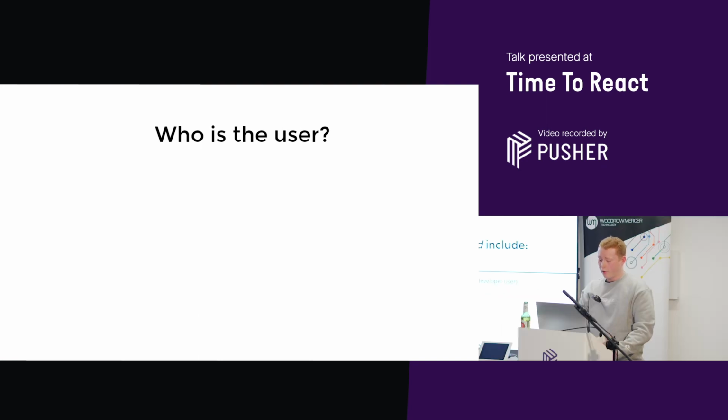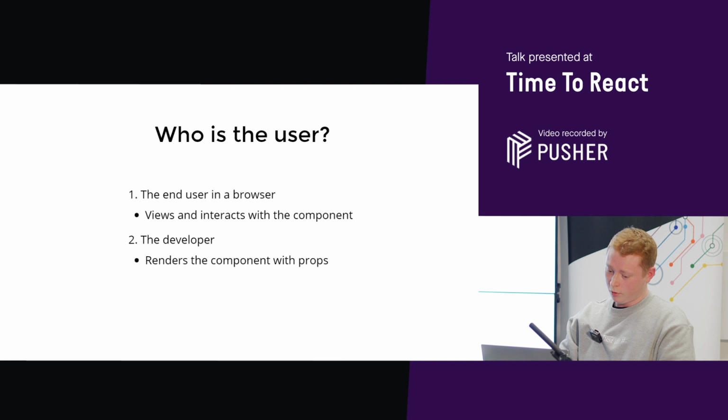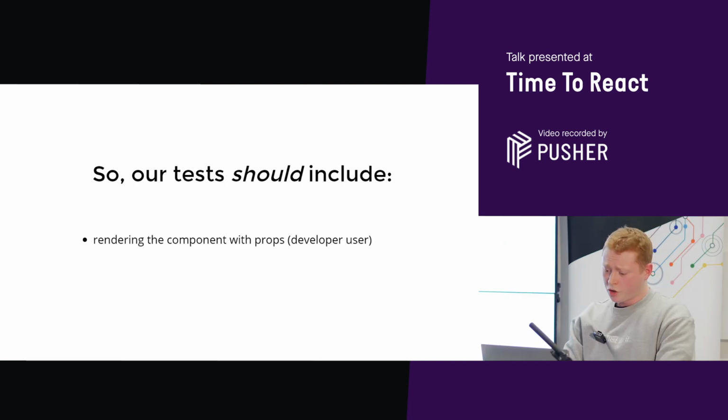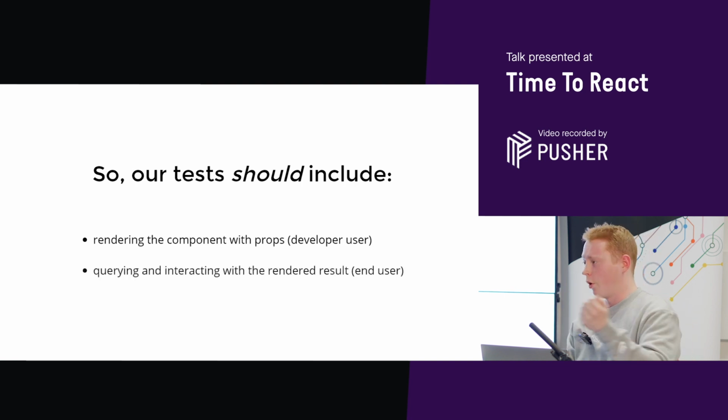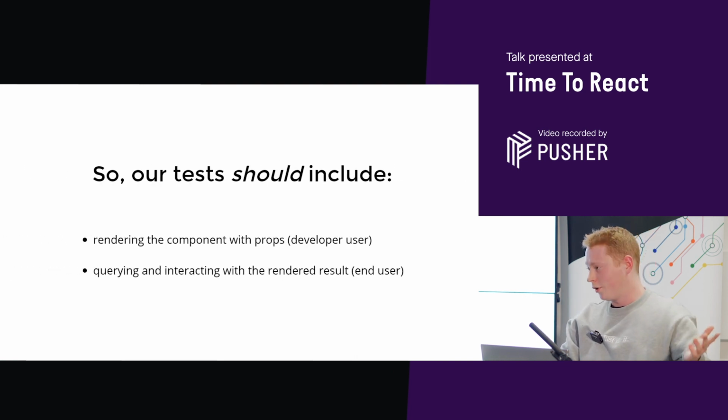We should be testing anything that the users are aware of, basically. The developer user is rendering the component with props, so we're testing that by writing a test where we pass in props to the component as the input. Querying and interacting with the rendered result, that's the end user who is using your site. And it shouldn't include, as we said, any implementation details, so we shouldn't be making assertions around a component's internal state, or component names, or CSS classes or selectors, or anything that the users don't see.